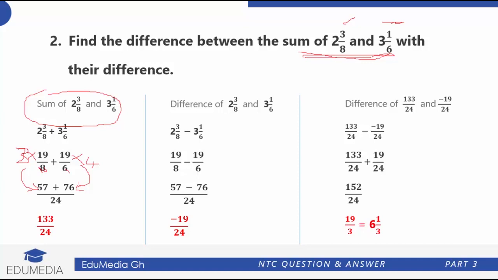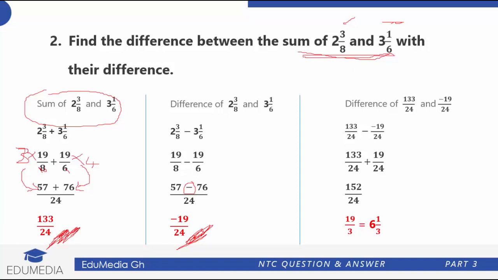So looking for the difference also, we take 2 whole number 3/8 minus 3 whole number 1/6, and we move on with the same process. The only difference is that when we get here to 57 and 76, we will only subtract. We are not going to add because this is a difference, so we only subtract. So that's where the difference is between this side and this side. When we subtract, we get negative 19 over 24. So from the difference, the answer is negative 19 over 24, whilst from the sum, the answer is 133 over 24.